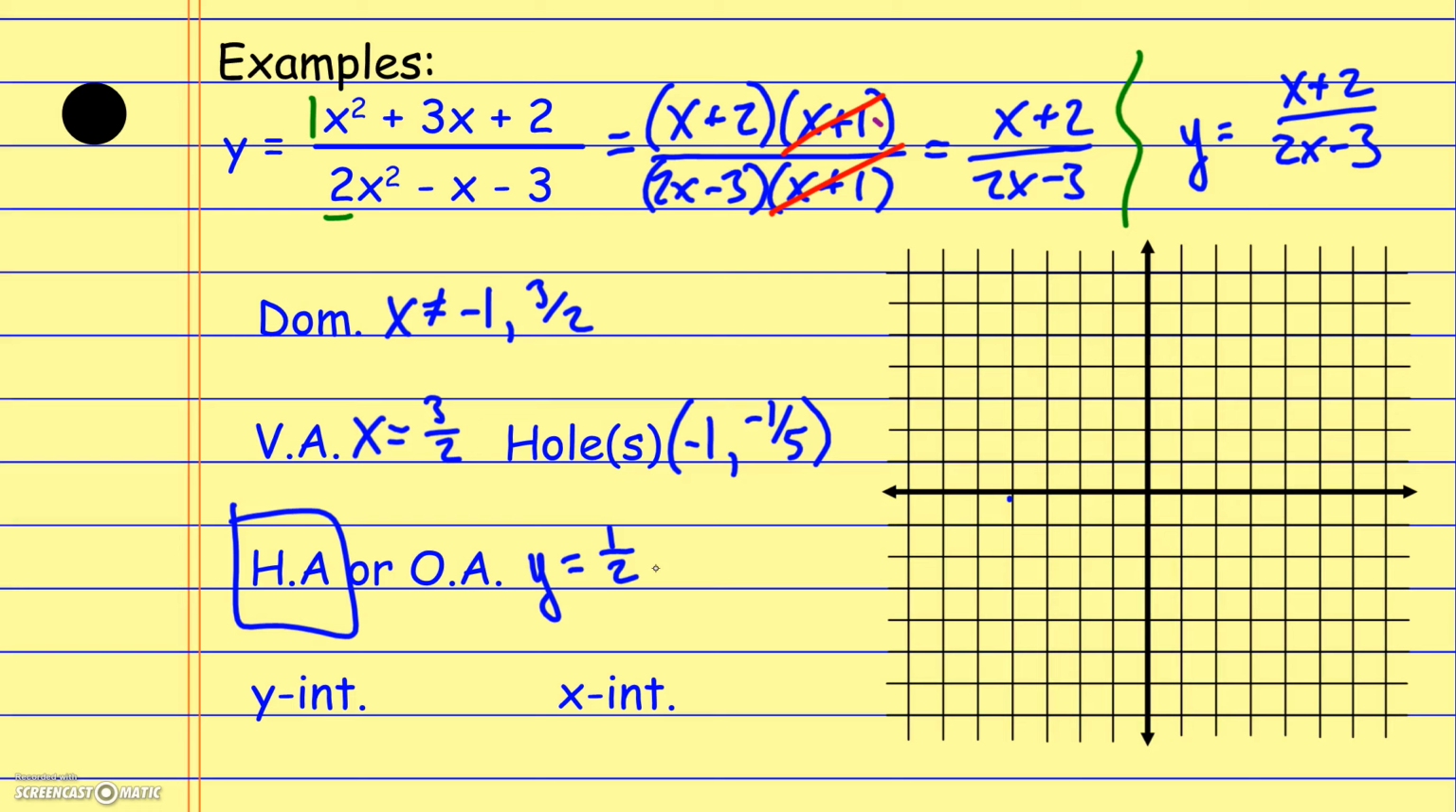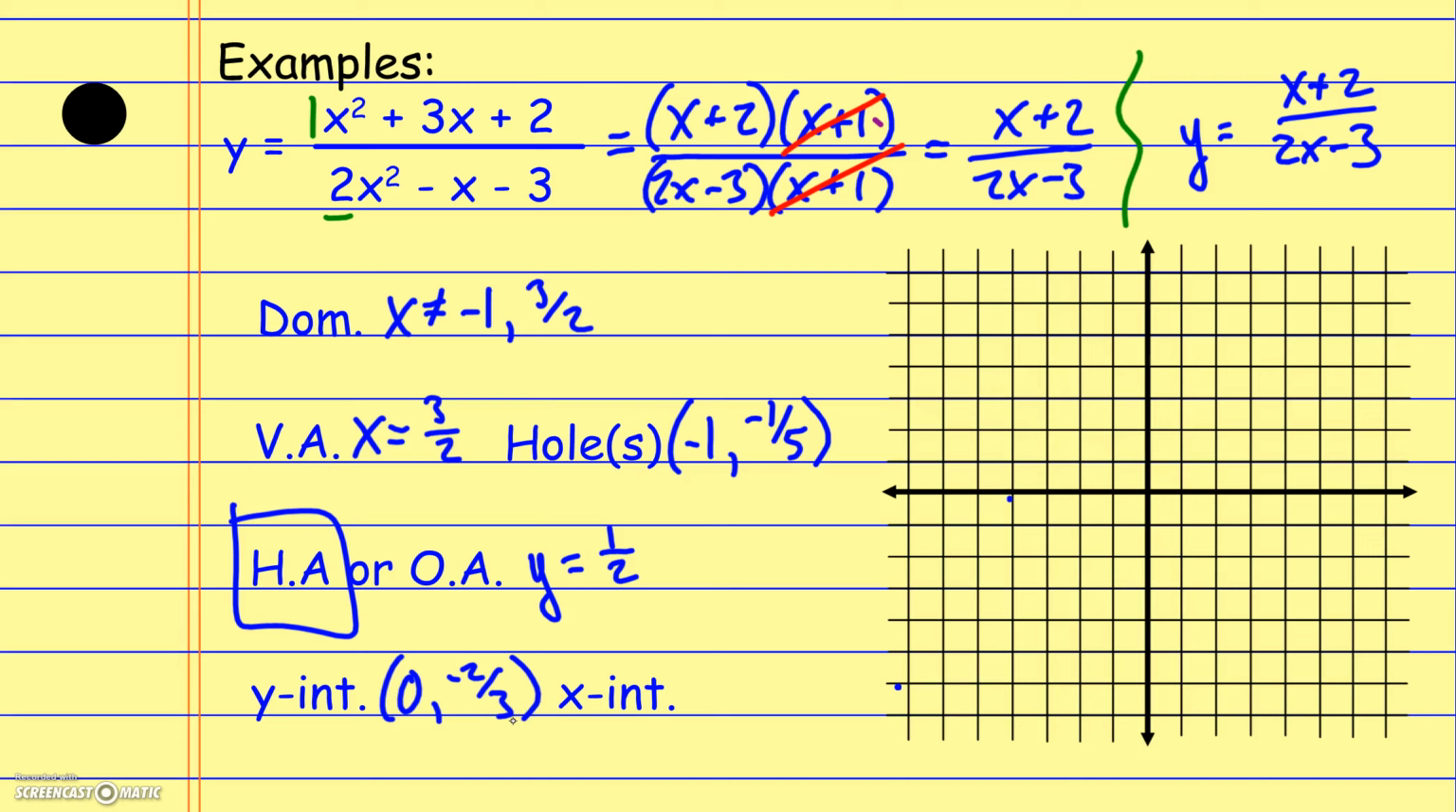Now from here, the y-intercept and x-intercept are the same as they are with any function. The y-intercept is when you plug a 0 in for x. So again, I'm going to come over to my simplified version and plug a 0 in for x, which is going to give me a 2 over -3, which is -2/3. So the y-intercept, when I plug a 0 in for x, is -2/3.